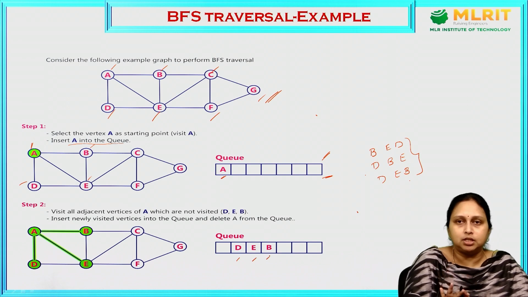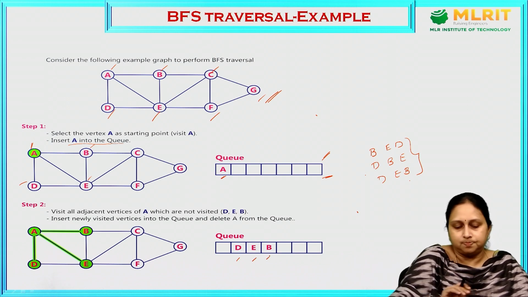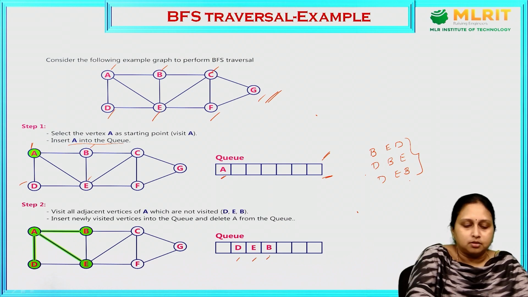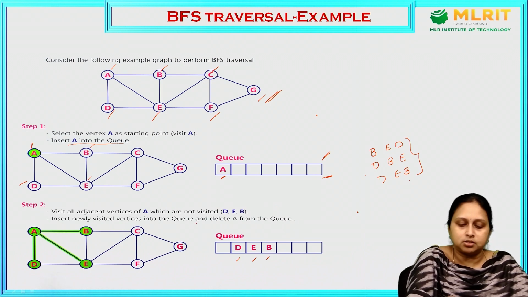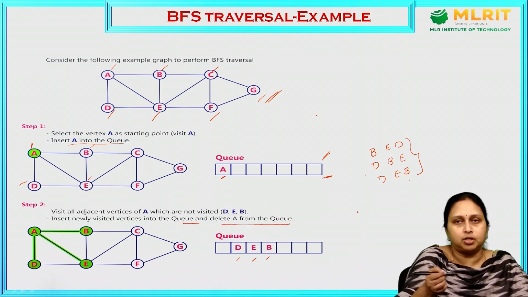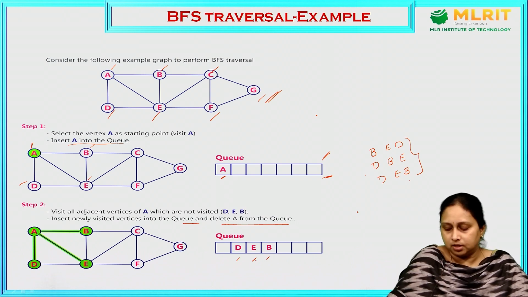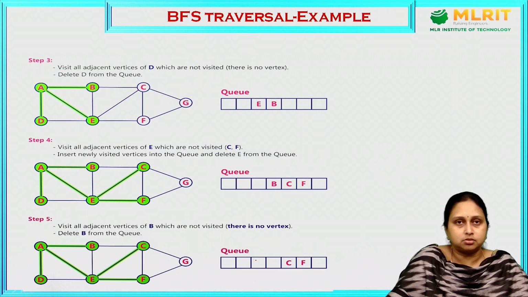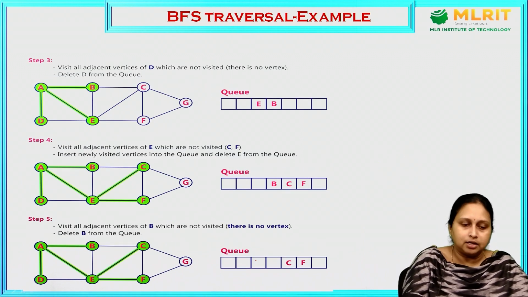These are the 3 adjacent vertices I have. I am going to place them like this, right? Now visit all the vertices of A which are not visited and insert the newly visited vertices into the queue, and delete A from the queue. After inserting all the adjacent vertices, we need to remove A. This was discussed in the algorithm also.